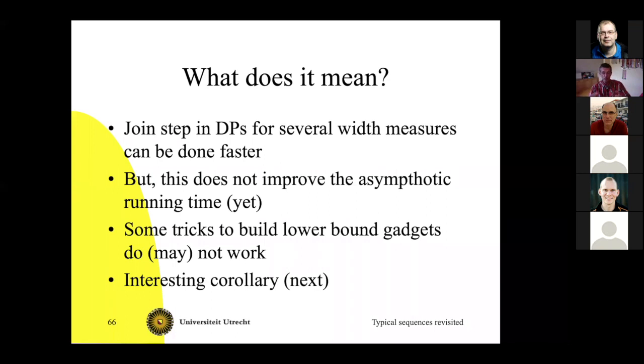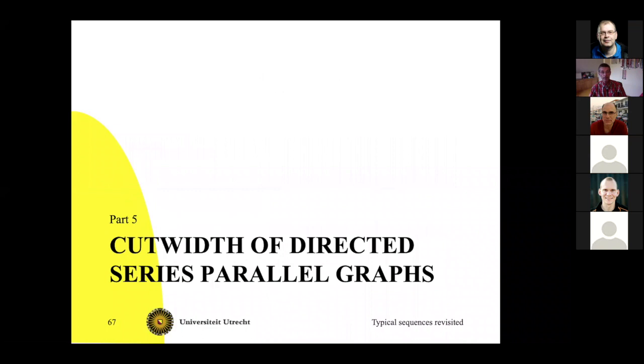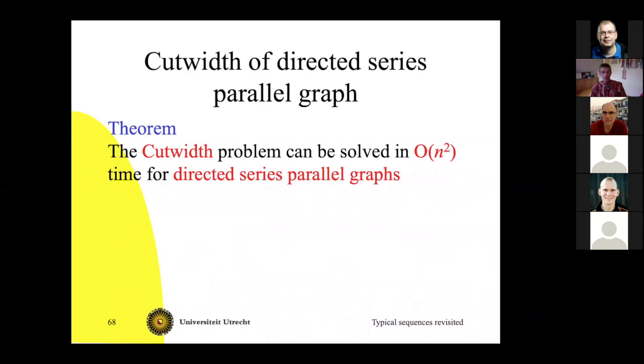For instance, if you want to say, okay, I built something else, and then I do a join there, well, that might not really give a lot of ways to play, because this join basically has a unique best way of joining things. But also it gives some interesting corollaries for very special cases. And I'll end my talk with giving one there, namely I'll look at the Cutwidth of directed series parallel graphs.